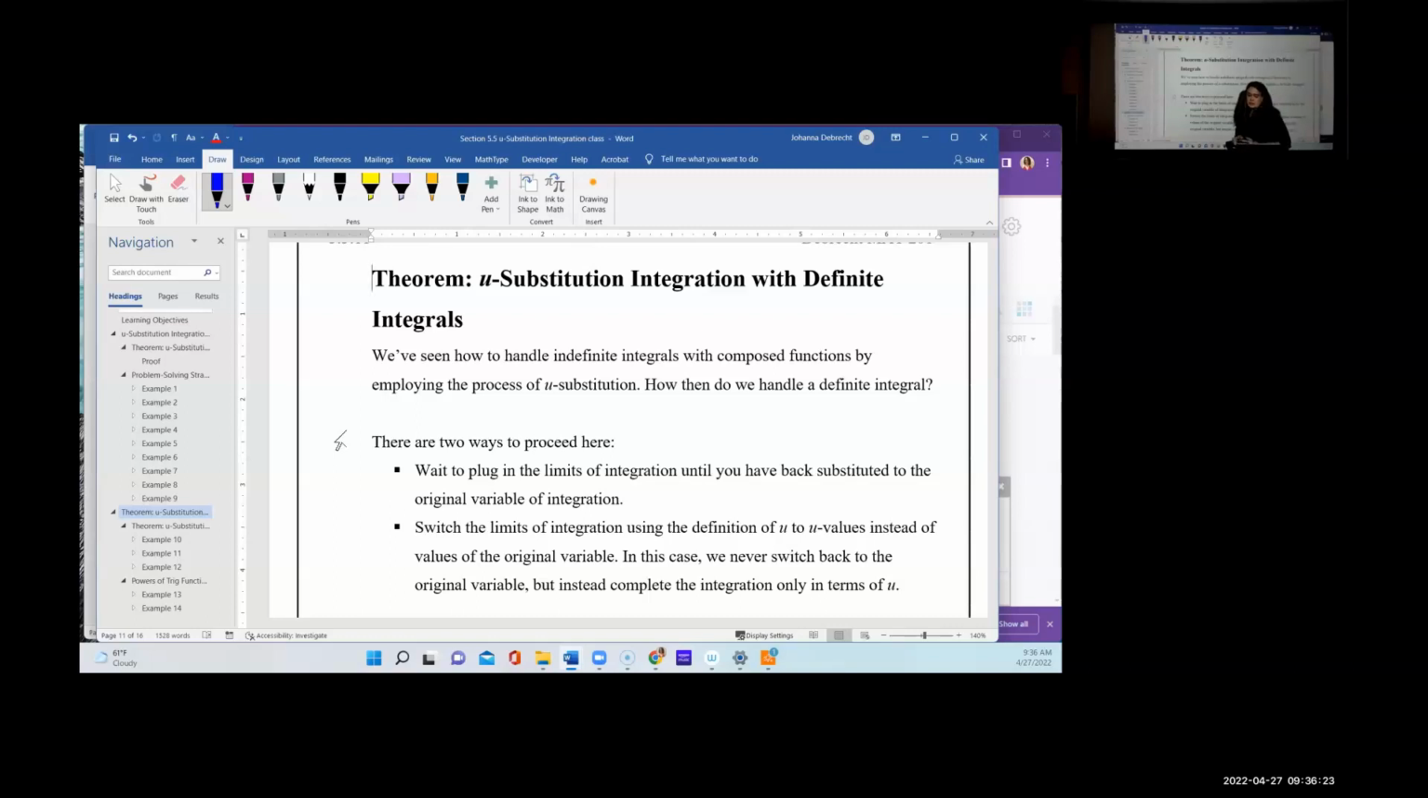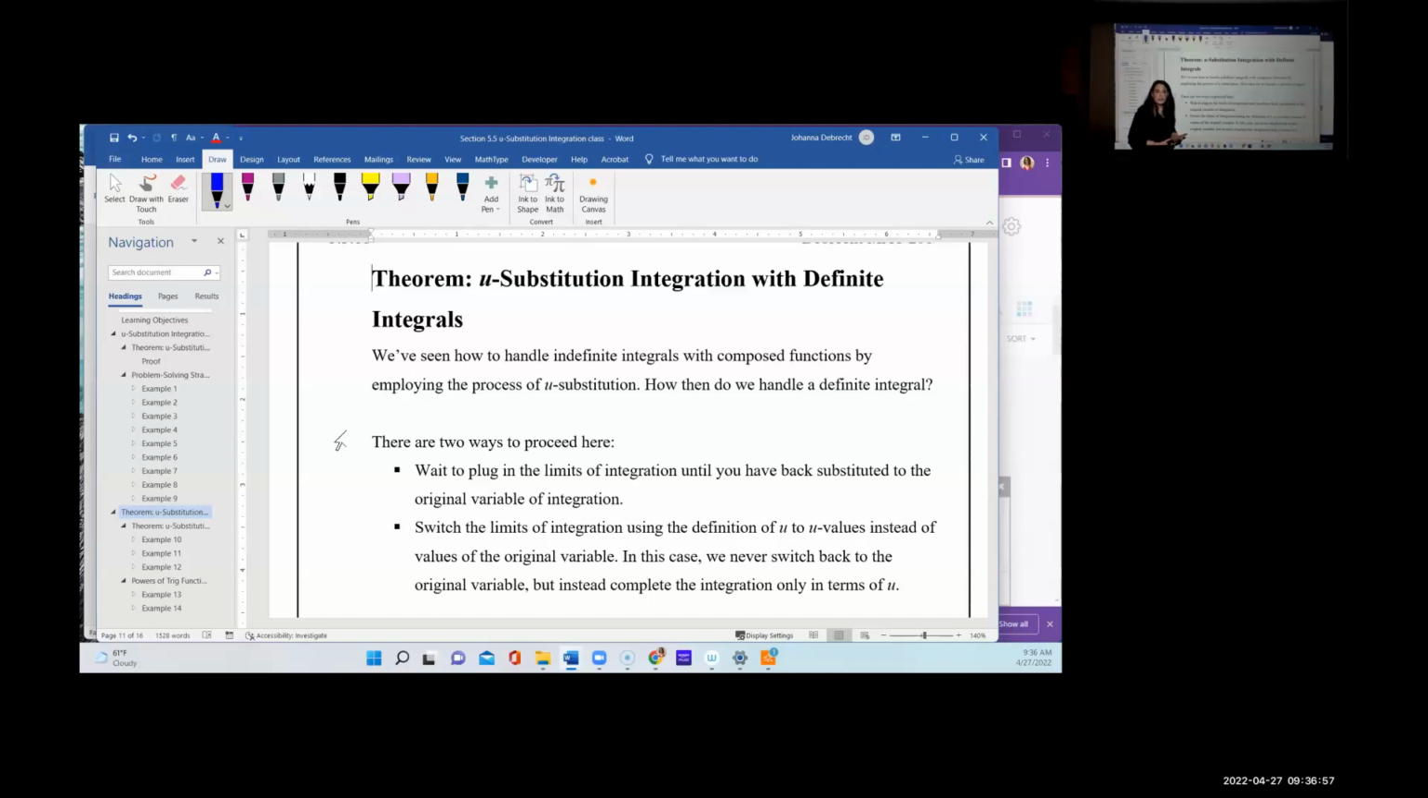Now we want to take a look at doing u-substitution integration with definite integrals. We've seen how to handle it with indefinite integrals with composed functions by using the inside function as u. When there was no obvious composition of functions, it was generally in fraction form, and then it was generally the denominator that became u. The question now is, how are we going to handle a definite integral with u-substitution?